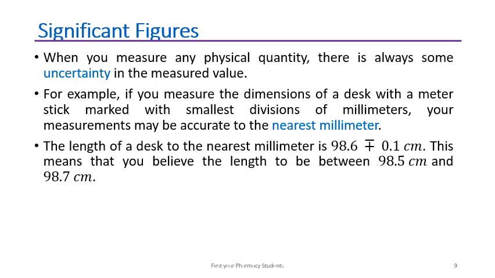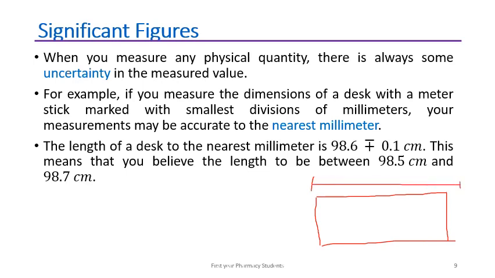So for example, if we want to measure a dimension of this disk using a meter stick, and this meter stick has the smallest divisions of millimeters, that means the smallest part in this stick is millimeters. Your measurement may be accurate to the nearest millimeter.